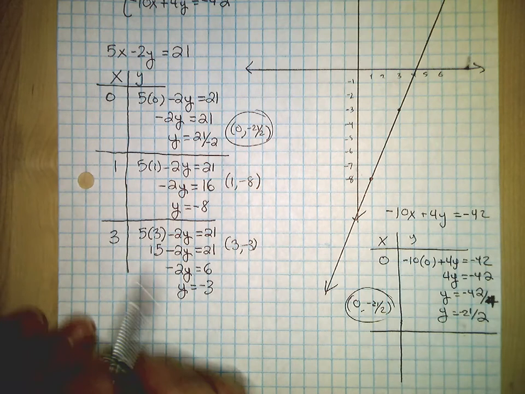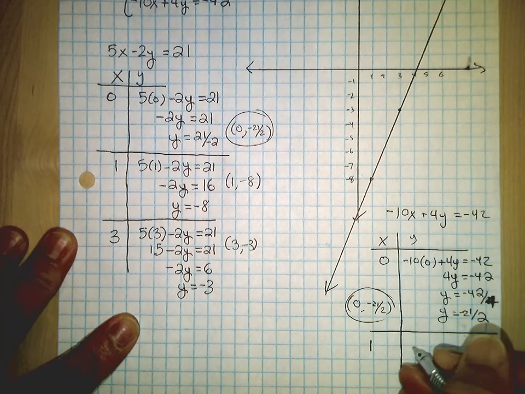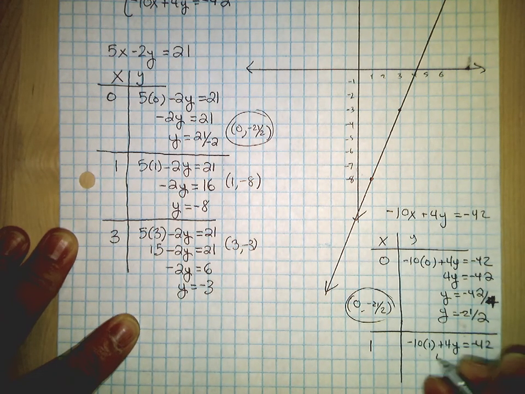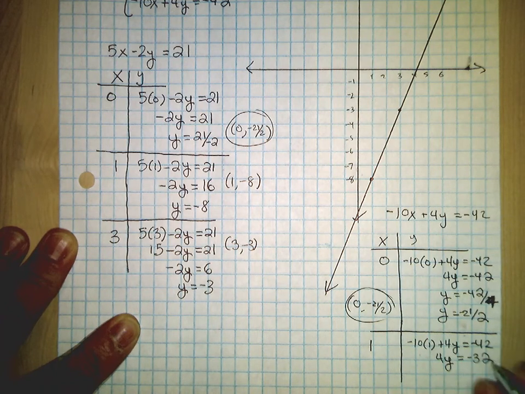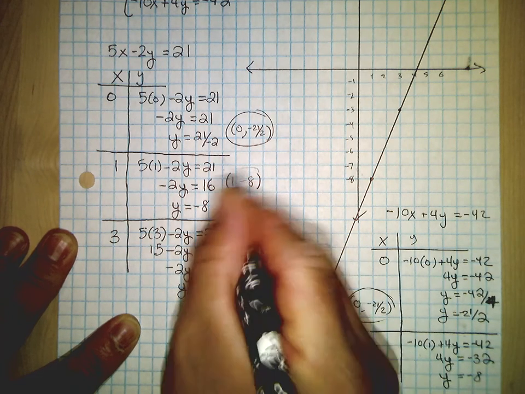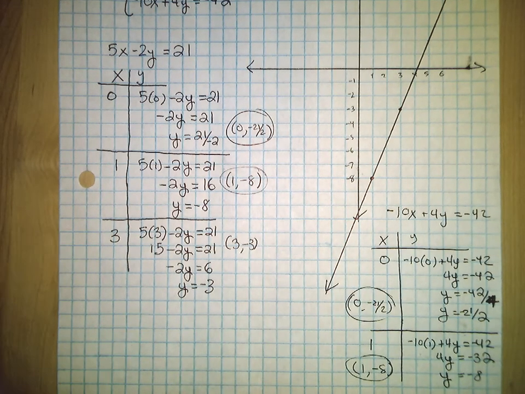All right, so let's pick another one. 1. So we have negative 10 times 1 plus 4y is negative 42. Then add the 10, so 4y is negative 32. And divide by 4, so y is negative 8. So we have the point 1, negative 8. Well, that point was on the other line as well. So what this means is that these are exactly the same line.